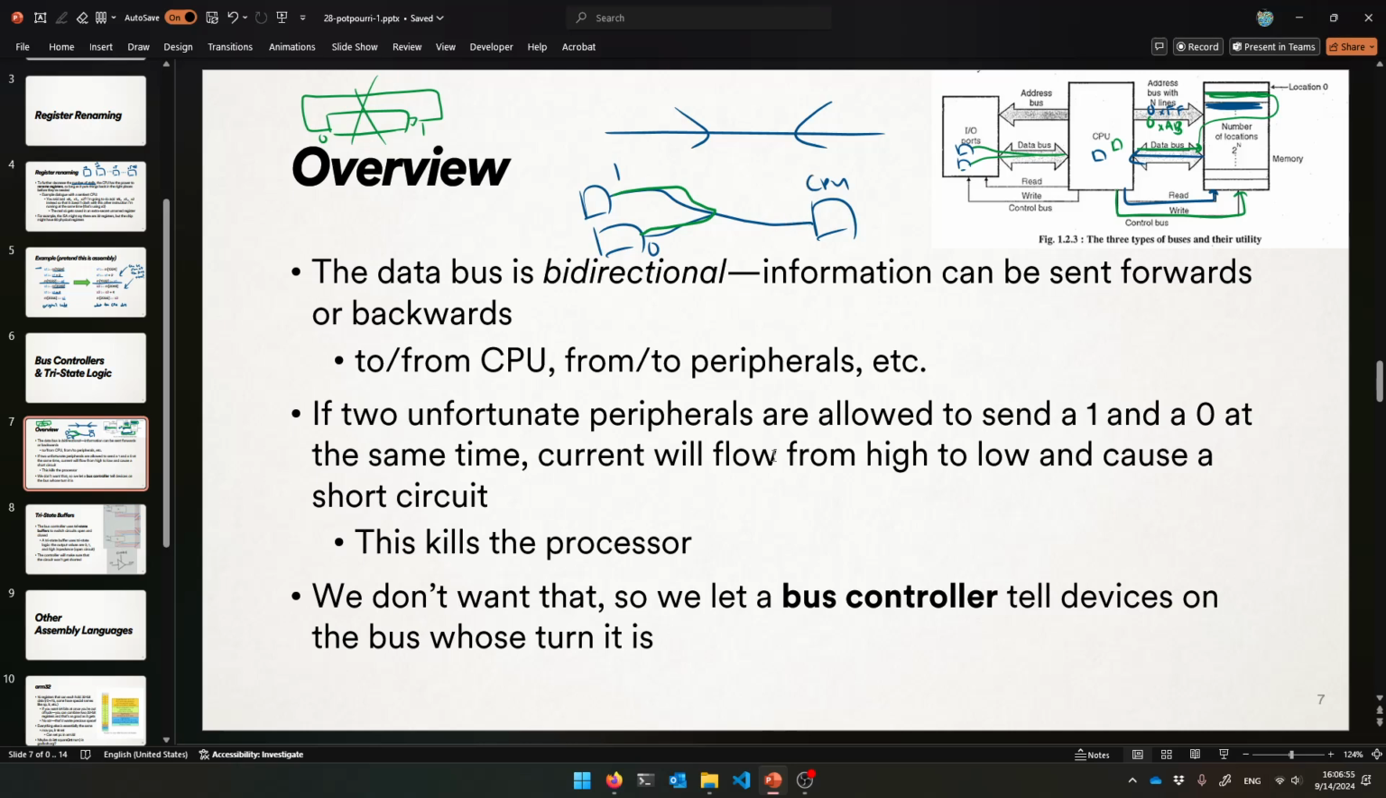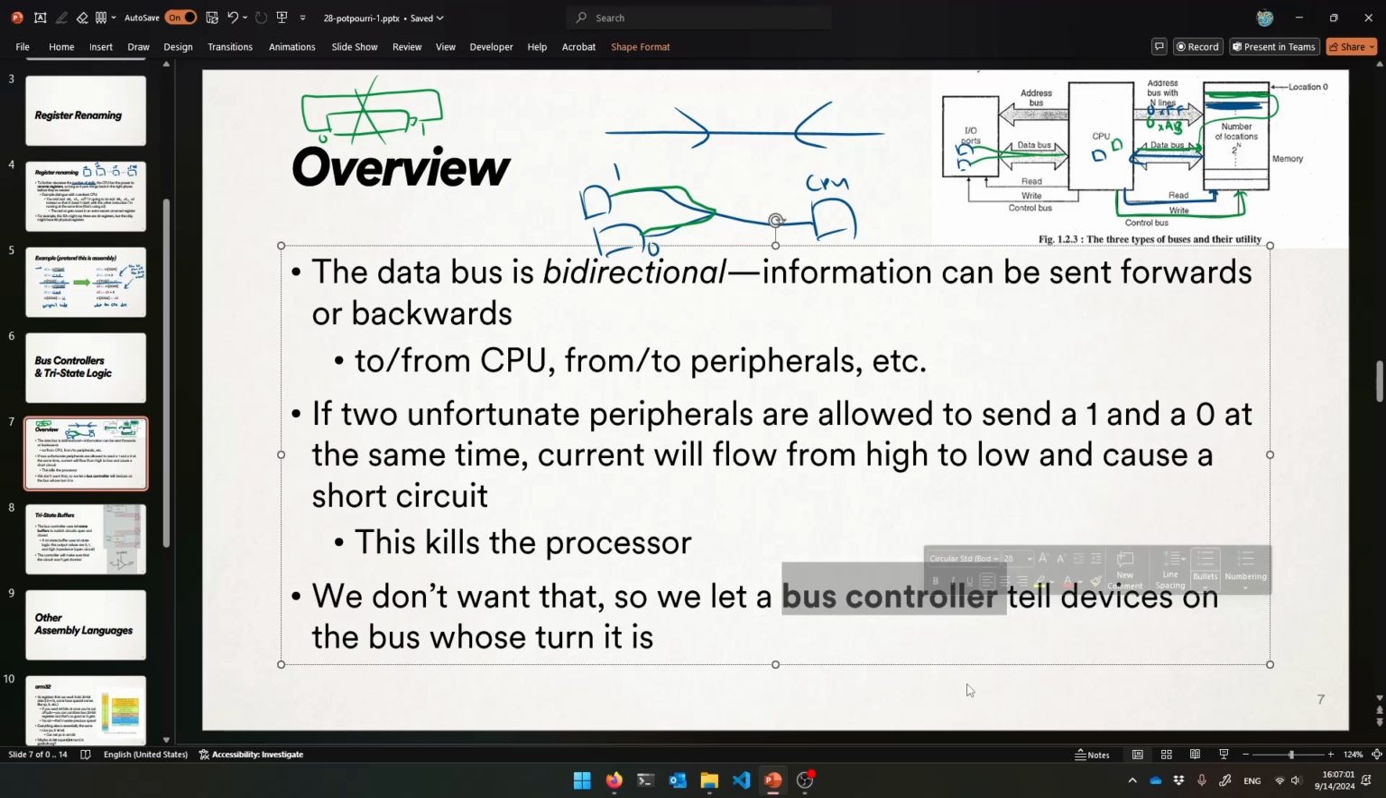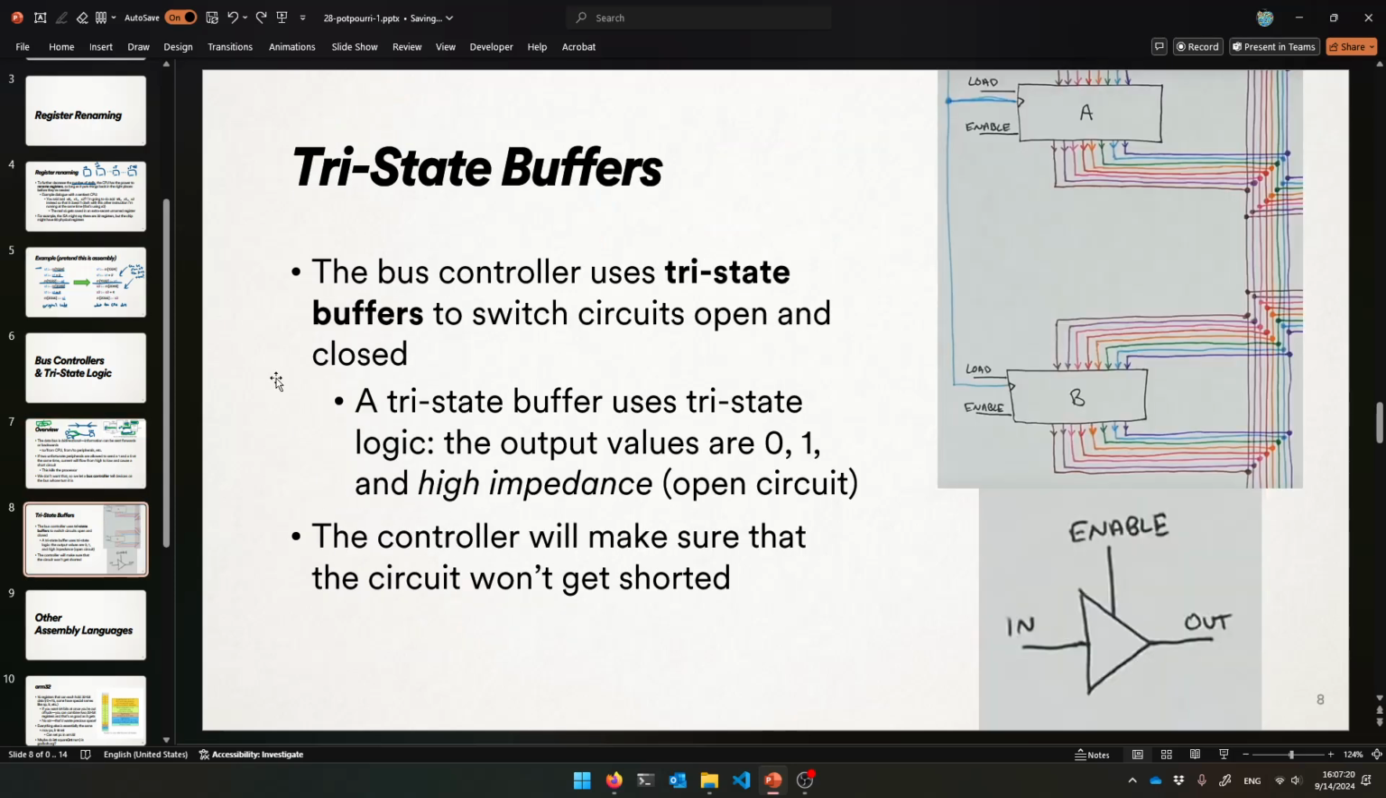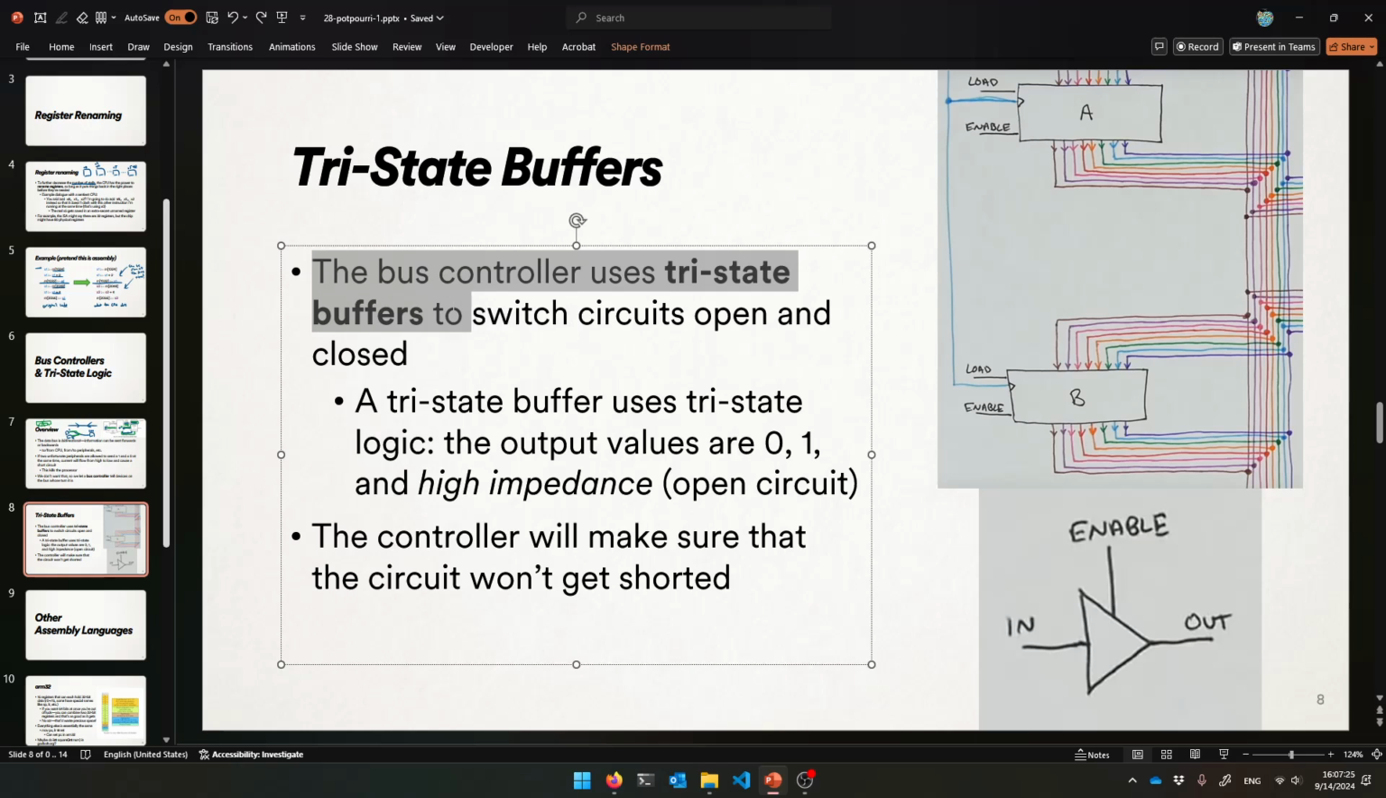So in order to keep this kind of idea from happening, we let what's called the bus controller manage, right? It's the driver, and it's telling the devices whose turn it is to use the data bus right now. That's the idea, okay? So there's a bus controller that's managing, okay, only one of you can use the data bus right now in one direction. It makes sure that everybody else is cut off. And one way to cut people off is to use a tri-state buffer, all right? So the bus controller is going to use a tri-state buffer, usually, to switch circuits, not 1s and 0s, but completely open, completely closed. You don't get to talk to anybody right now, all right?